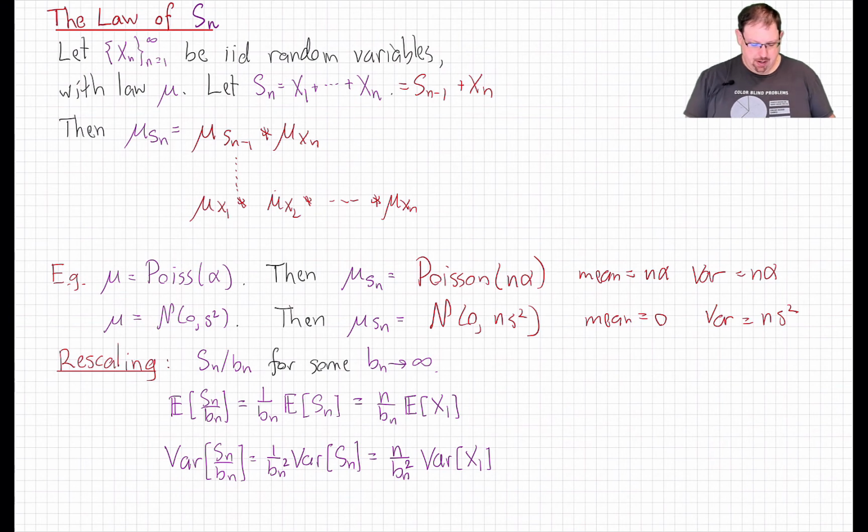So let's be fairly general right now. Let's rescale by a parameter bn, a real number sequence that is probably going to tend to infinity in order to compensate for this blowup.